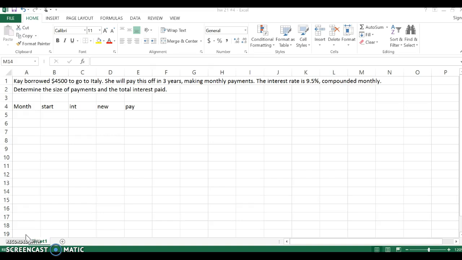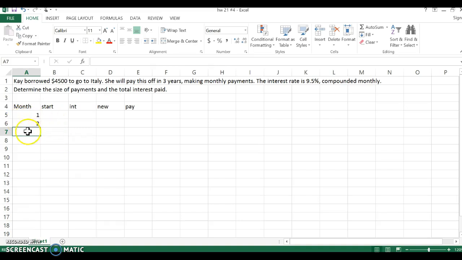Now, we're going to have to use a little bit of guess and check, but we're also going to use formulas in Excel to work through this. The first thing that we should recognize is that this is 3 years of monthly payments. There are 12 months in a year, so in 3 years, that's 36 months. So when I go to my months, I need 36 of these.